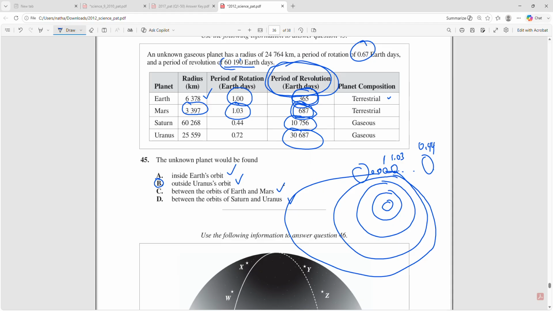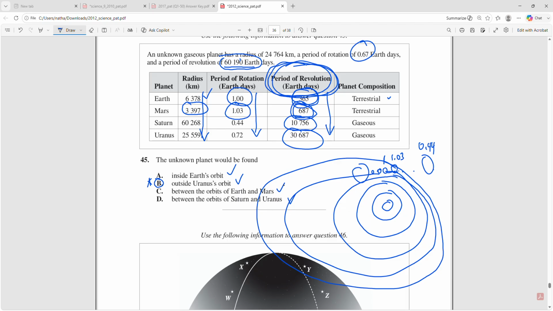So this unknown planet has a revolution of 60,000 days. So that's going to be even bigger. It's going to be outside of the orbit of Uranus. So the answer to that one is B. And we can see that there's that pattern, right? That these are increasing here as we go outwards, whereas the spin doesn't really follow a pattern. Some are spinning faster and slower. It doesn't really relate to their orbit. And same with the radius of them. The radius of the planet does not follow a pattern, but the period of revolution does. And that's because of these orbits being bigger and bigger.